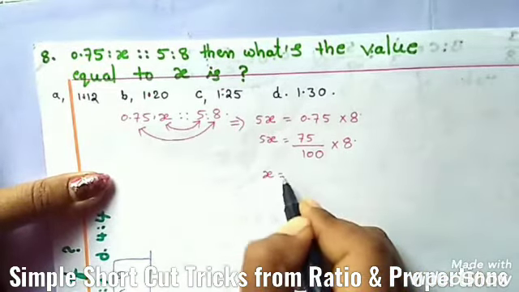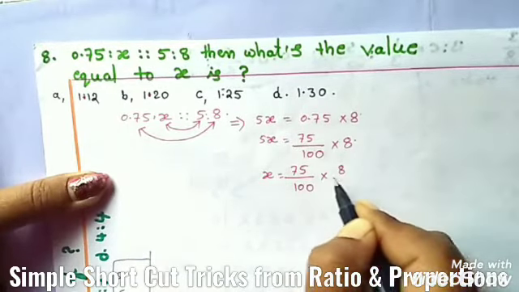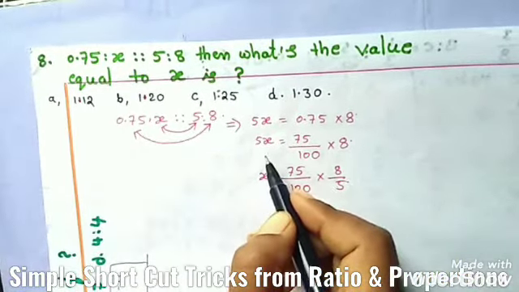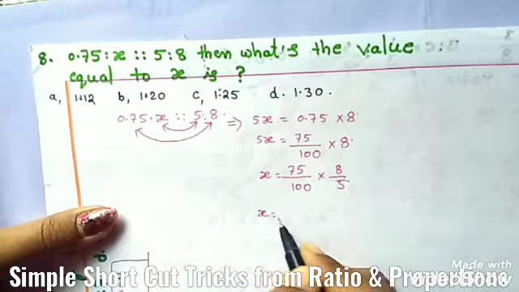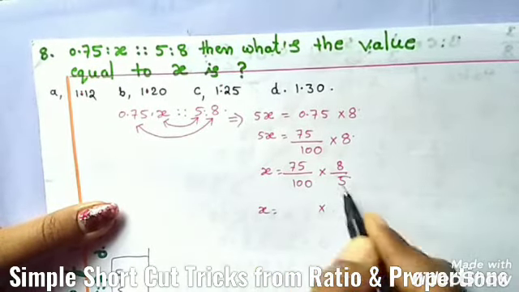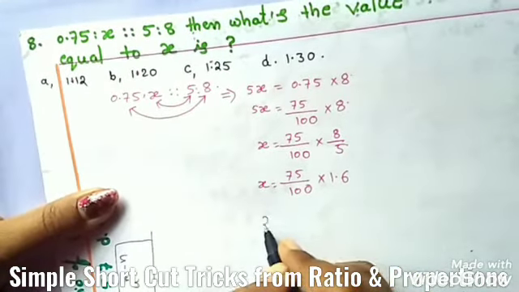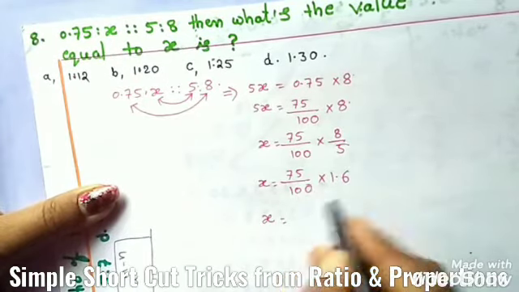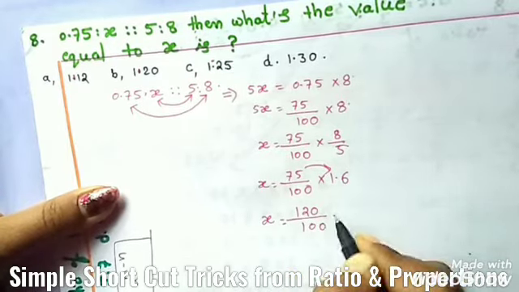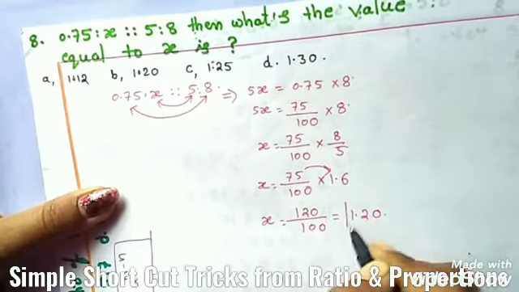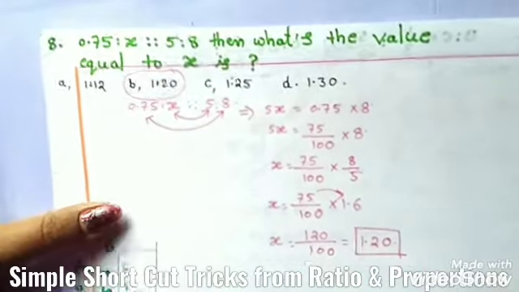Now x is equal to 75 by 100 into 8 by 5. Here it is multiplying; if you turn it like this, it should be dividing that number. Now 8 by 5 means 1.6, so x is equal to 75 by 100 into 1.6. Multiplying, you should get 120 by 100, simply 1.20. That is the answer, 1.20. Option B is the correct one.